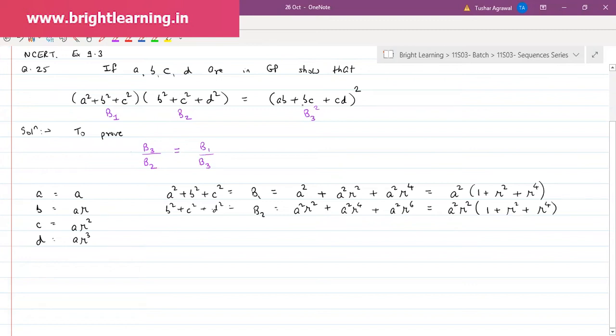And lastly, AB plus BC plus CD. This is my bracket 3. So what is AB? AB is A square R. What is BC? BC is A square R cube. And what is CD? CD is my A square R to the power 5.